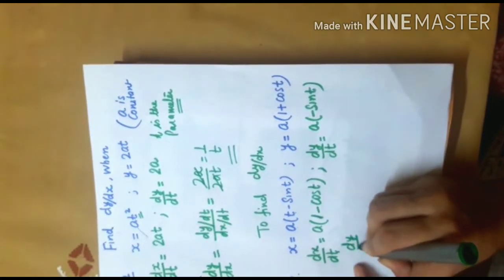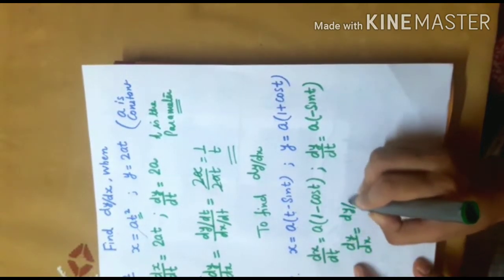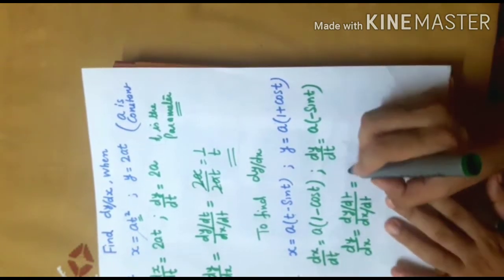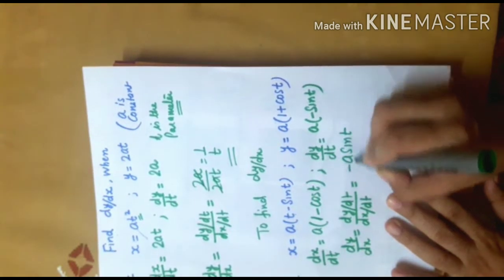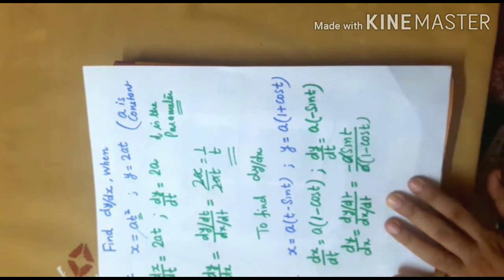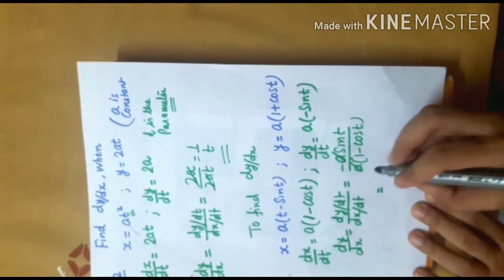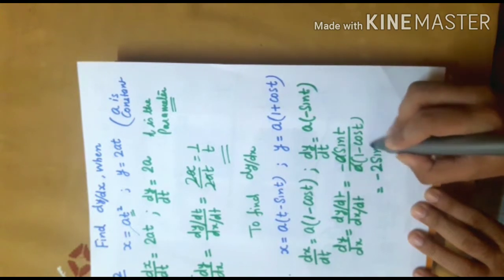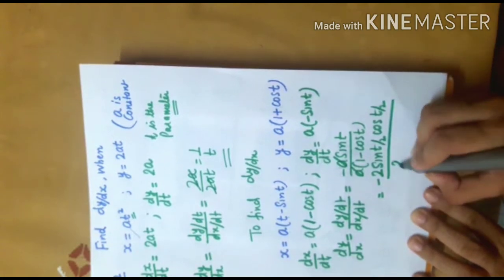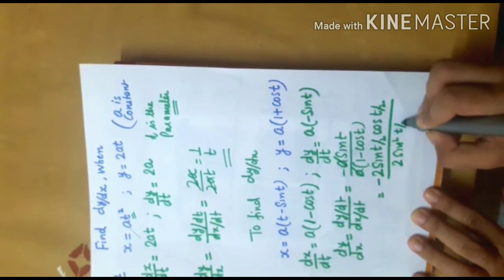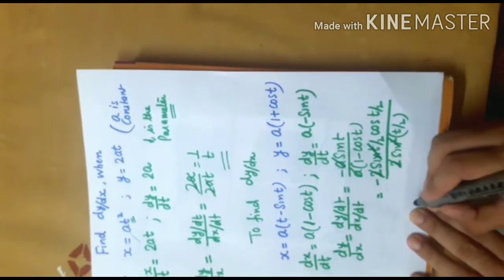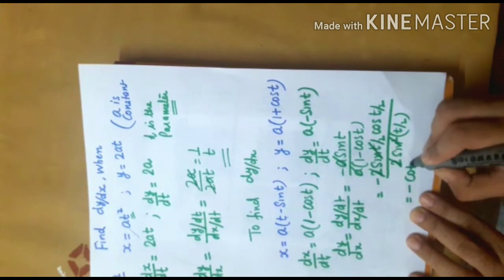So dy by dx will be equal to minus a sin t over a(1 minus cos t), right? It can further be written as minus 2 sin(t/2) cos(t/2), and the denominator is 2 sin square (t/2). This will get cancelled out, this will get cancelled out. So I'll be getting minus cot(t/2).